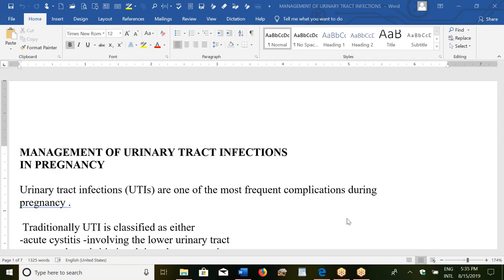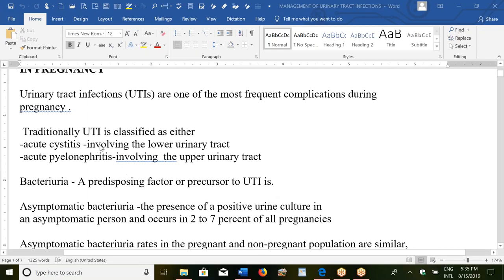Urinary tract infections in pregnancy. UTIs are one of the most frequent complications during pregnancy. Traditionally, UTI is classified as either acute cystitis, which means infection involving the lower urinary tract, or acute pyelonephritis involving the upper urinary tract. Then another condition, bacteriuria. This is a predisposing factor or precursor to UTI.